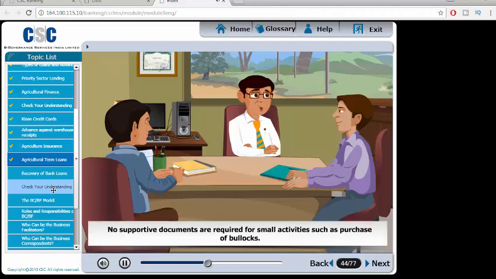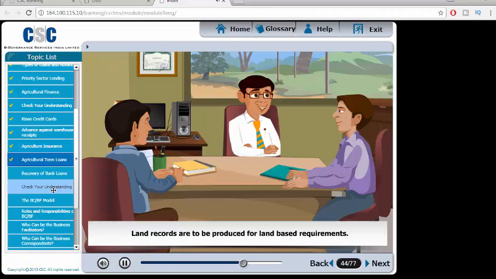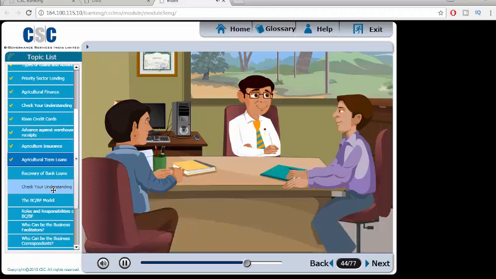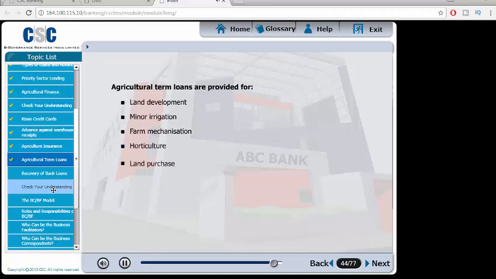For activities like purchase of bullocks, there is no need for any supportive documents. For larger amount of loan, an estimate, quotation or project report needs to be submitted. For land-based requirements, land records are to be produced. Agricultural term loans are provided for land development, minor irrigation, farm mechanization, horticulture, land purchase.